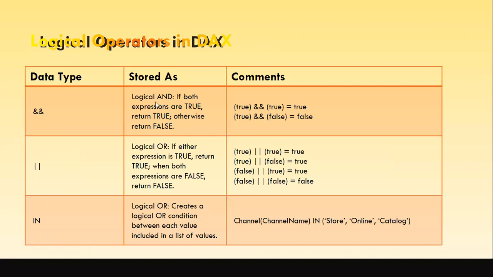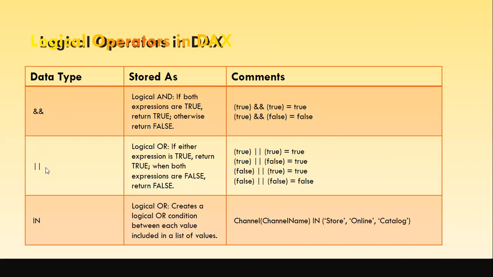And here it's stored as a logical AND: if both expressions are true, it returns true, otherwise it returns false. In this case, look here, true and true equals true, true and false is false. If any one of them is false here, right? So if you have the mix of true and false, in the case of the AND, it will return false. Supposing you have false and false, what is the answer here? What value will be given? True and true is true. False and false is false. And true and false is false, and false and true is also false.